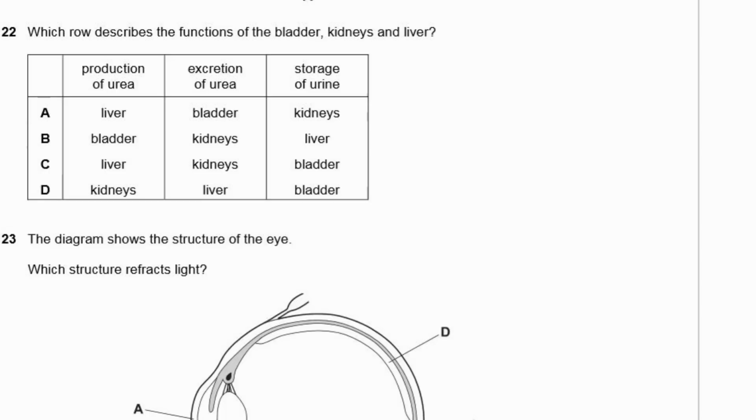Question 22. Which row describes the functions of the bladder, kidneys, and liver? Okay, so which one produces urea, production of urea? That is the liver. The liver produces the urea. Excretion of urea is done in the kidneys. And the storage of urine, that's in the bladder. So it looks like the answer here is C.